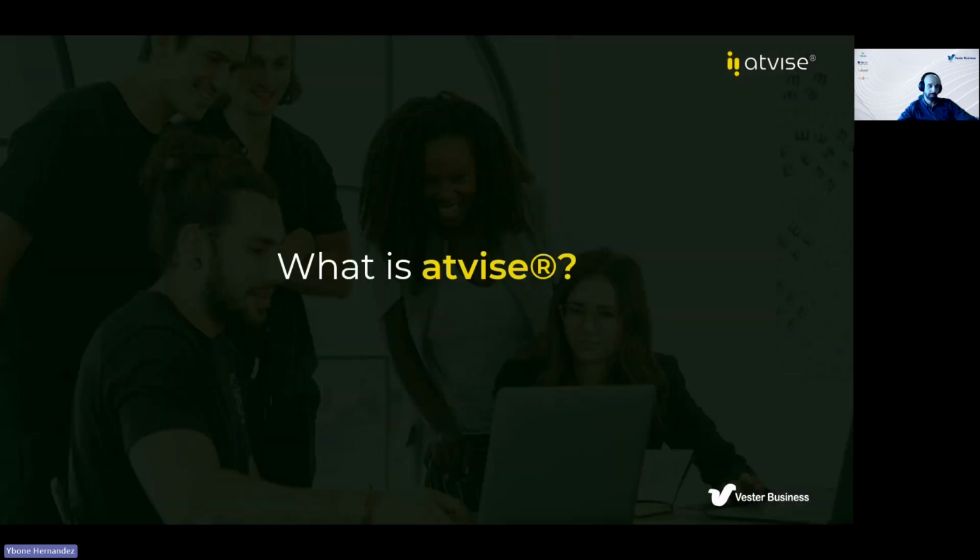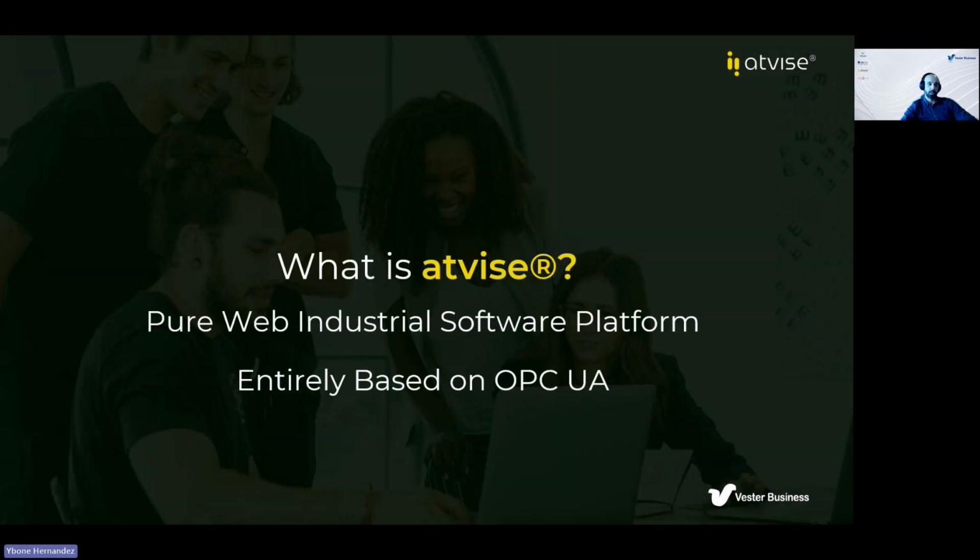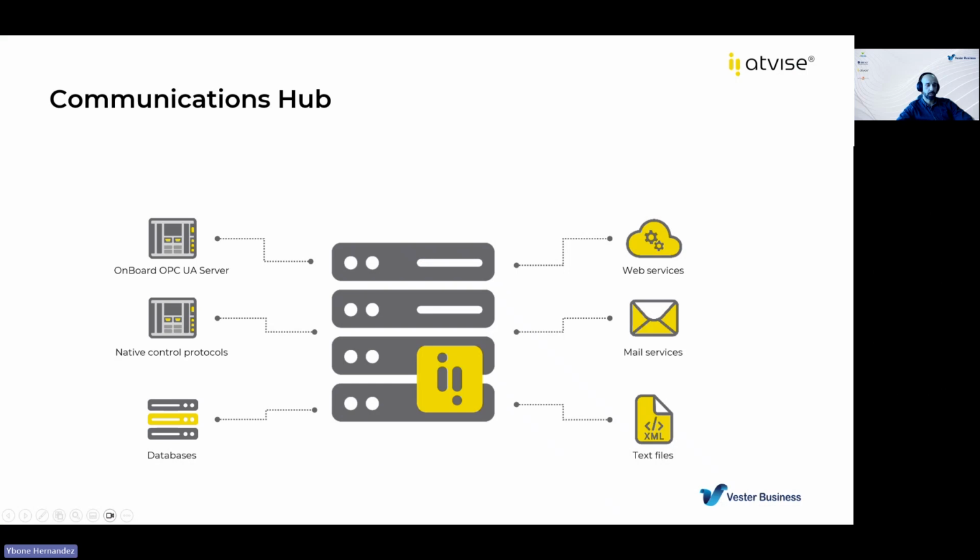And what is advice? Advice is a pure web industrial software platform entirely based on OPC UA. So these two technologies are important: pure web and OPC UA. This is a server software that you install on any machine. It can be virtual, Docker, cloud, or physical, and it provides communication interfaces, very important for an application like the one we are showing today.